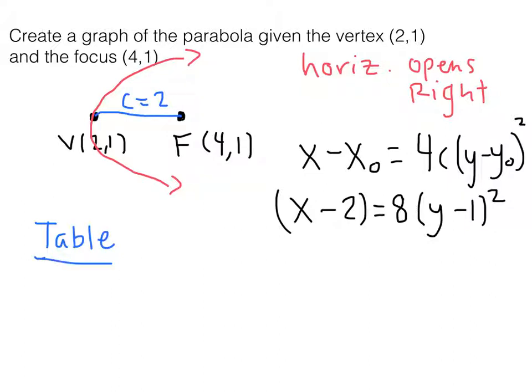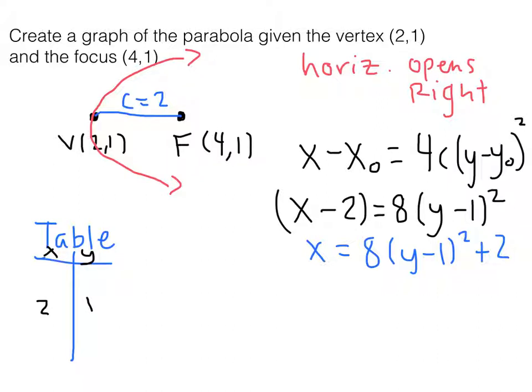This time, I'm going to solve for x by moving the 2 over. It's so much easier if you try to solve for the variable that's not squared. And then the values that are going to go into my table, I'm going to start with 2, 1 for my x and y. And then this time I'm going to plug in values for y.